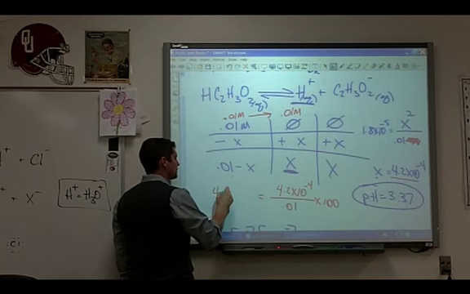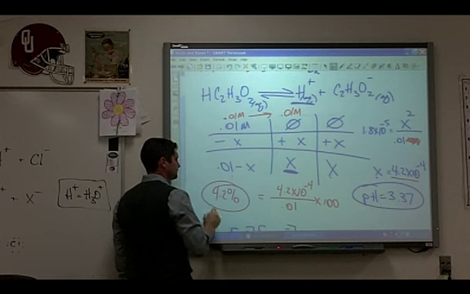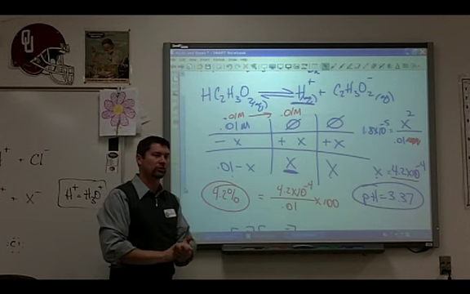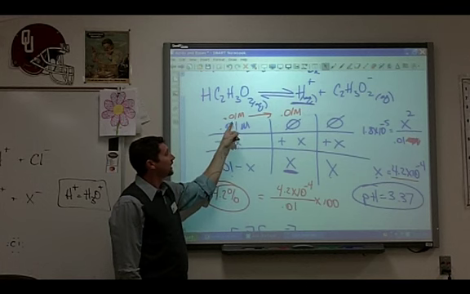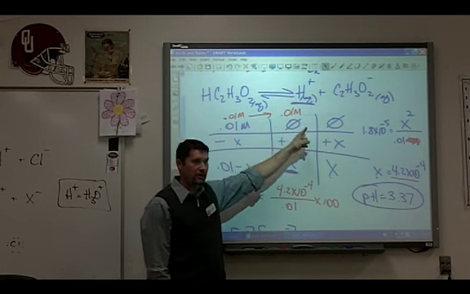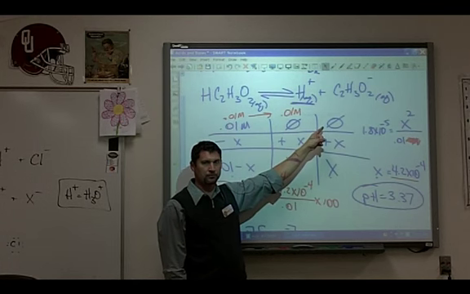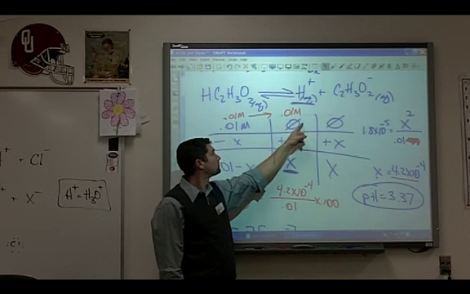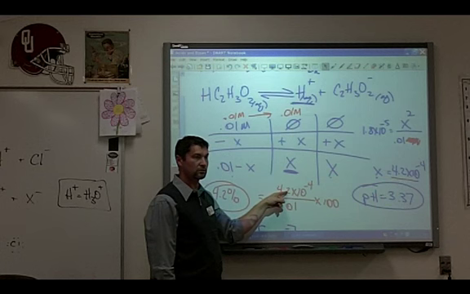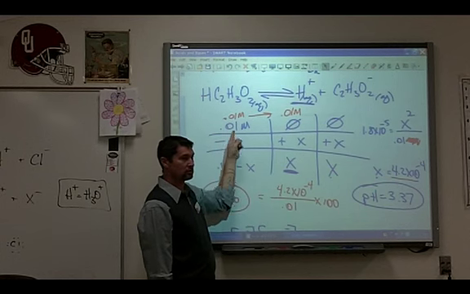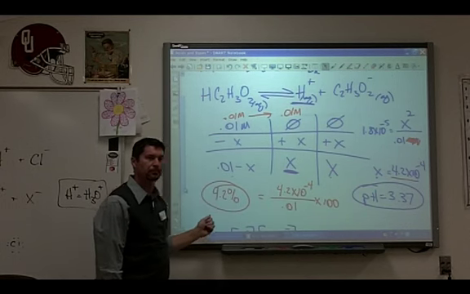4.2%. Right? Let me go over that one more time. This was 0.01 molar to begin with. If it was a strong acid, it would give off everything, 0.01 molar. It did not. It gave off that. So take that and divide it by my original times 100. Okay?